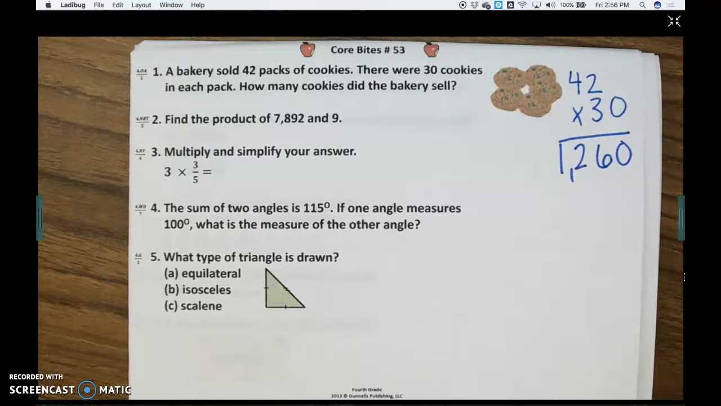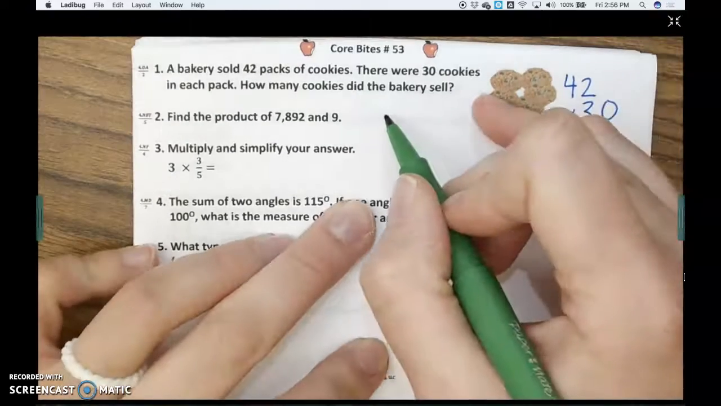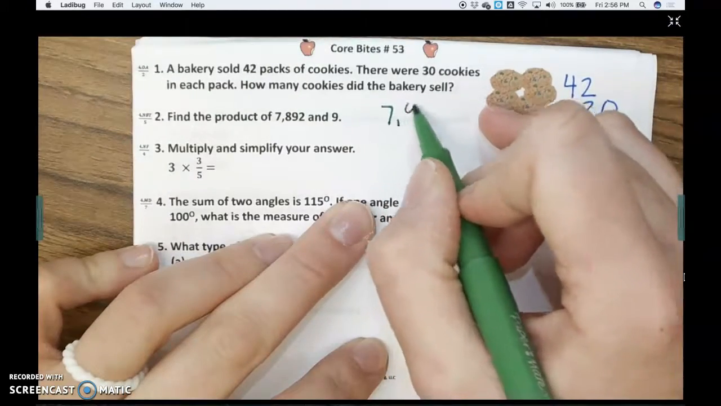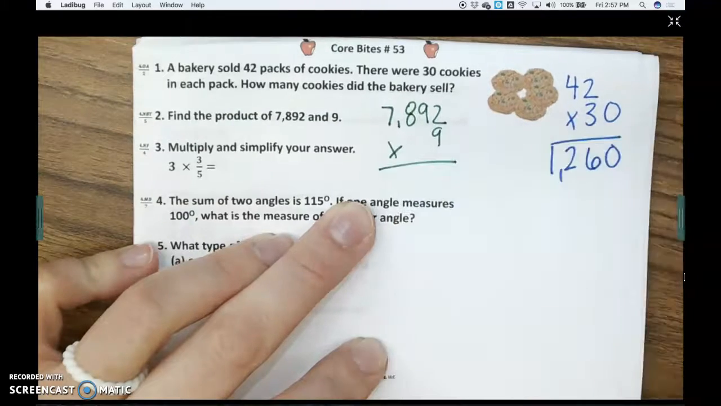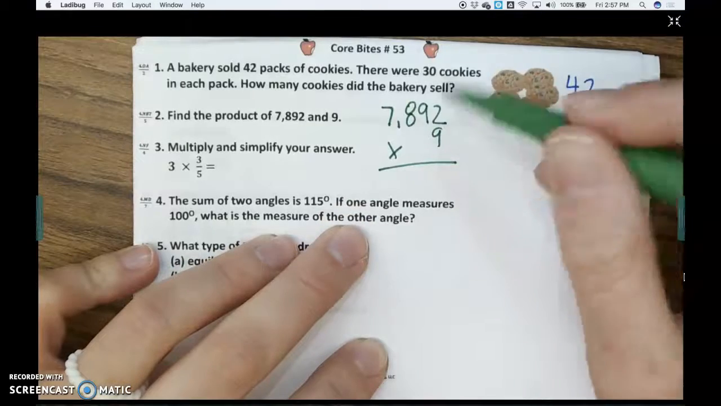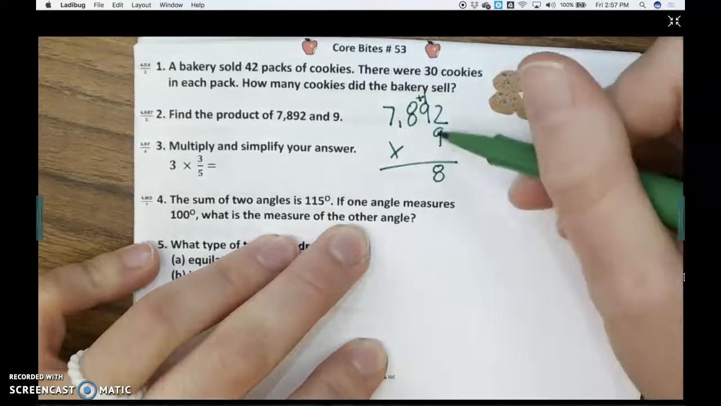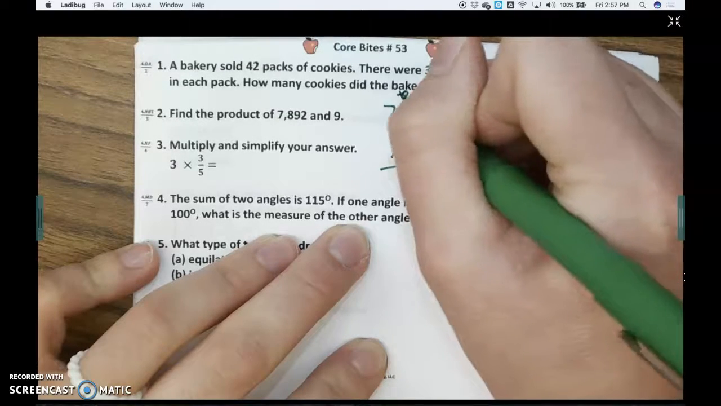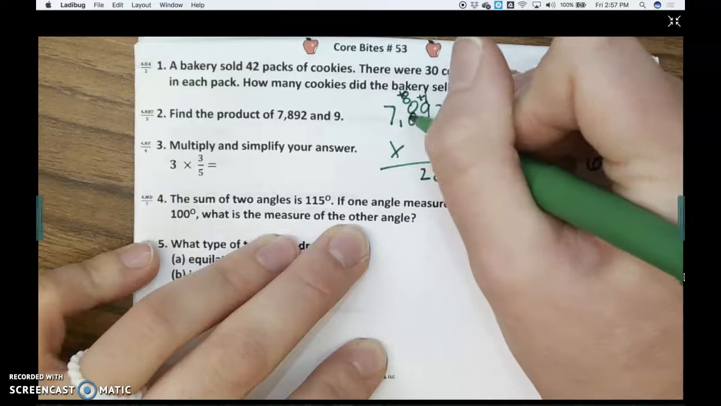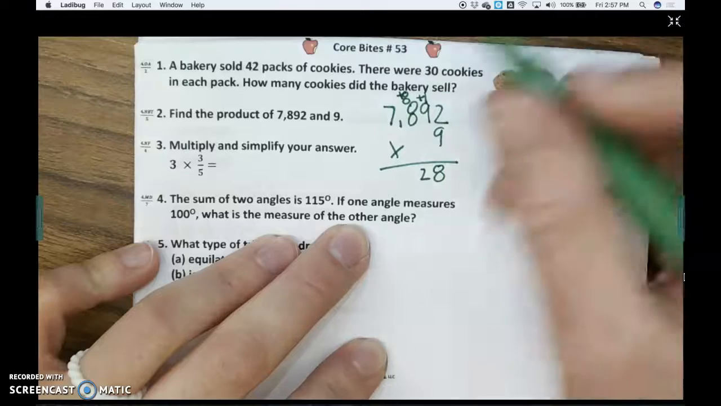And then the next one says find the product of 7,892 and 9, so you're going to have to multiply those together. So if you do 7,892 and then multiply by 9. So 9 times 2 is 18. Regroup your 1. 9 times 9 is 81. Plus 1 is 82. 8 times 8 is 64. So 8 times 9 is 72. Plus 8 would give you 80.